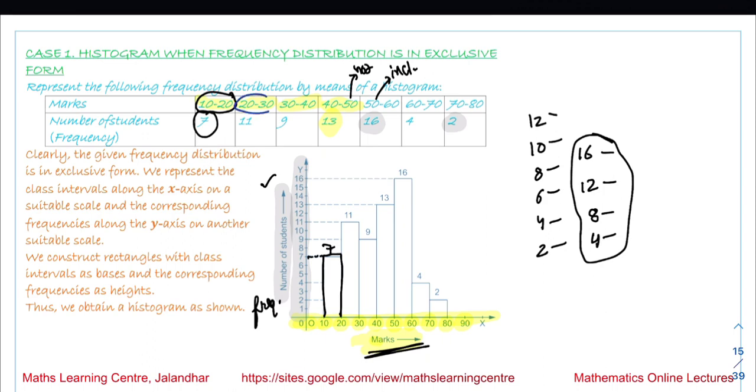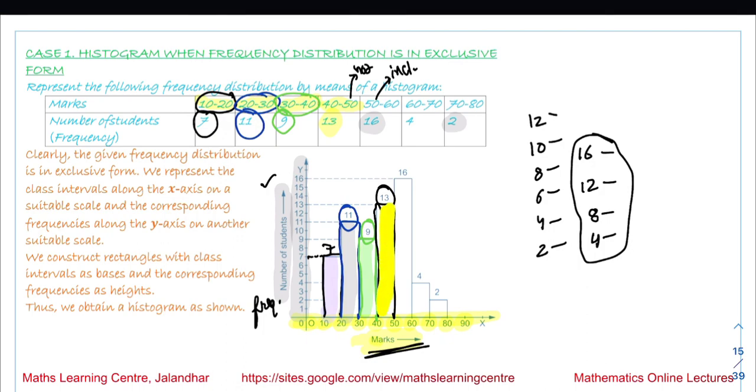For the next, 20 to 30, it is 11. So for 20 to 30 this is 11 over here. Then next it is 30 to 40. For 30 to 40 we have the value over here, it is 9. Then 40 to 50 we have drawn this over here, and the value is 13. So like this we will draw the bars, or rectangles. These are the different rectangles we have drawn, and all these rectangles are joined to each other.